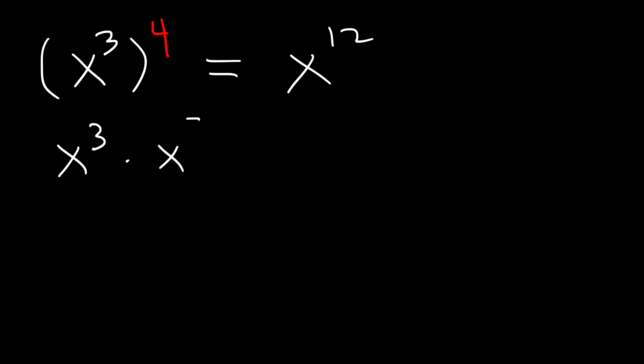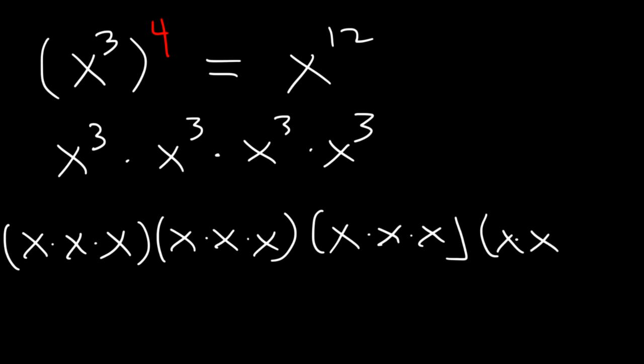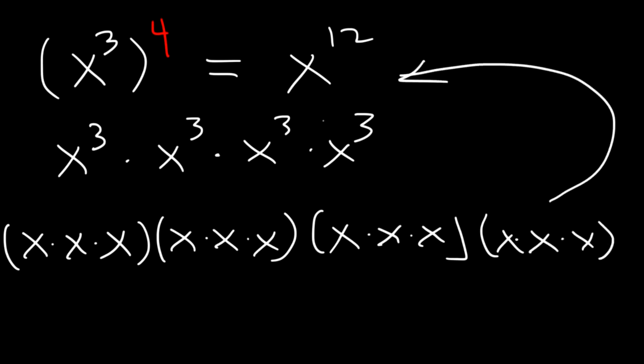Here's another one. What is x to the third raised to the fourth power? What should we do whenever we raise one exponent to another? In a situation like this, you need to multiply. It's going to be 3 times 4, which is 12. So x to the third raised to the fourth power means that you're multiplying 4 x cubed values. And each x cubed is basically 3 x variables multiplied to each other. So if you count all the x variables, what we have is a total of 12. And so that's why it's equal to x to the 12th.